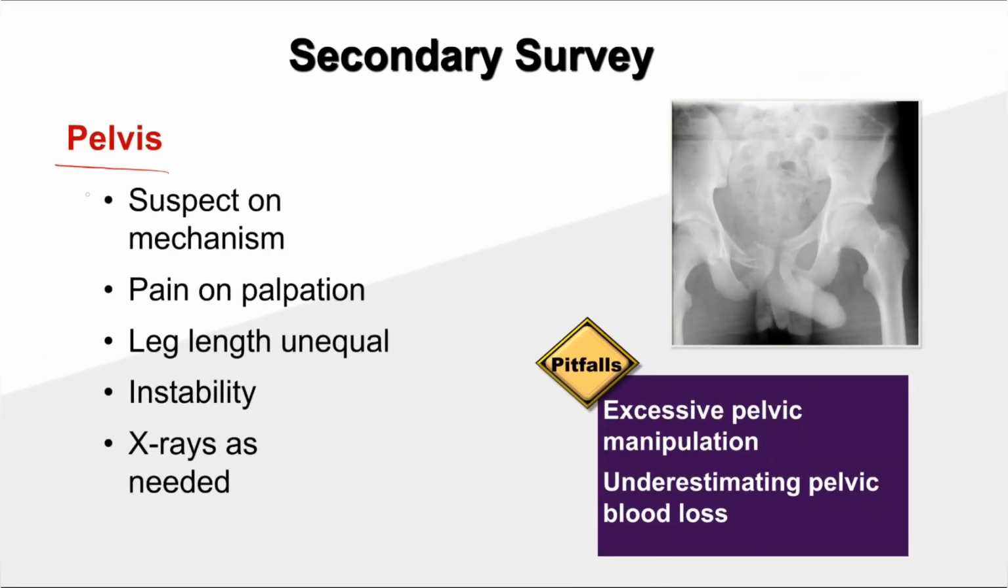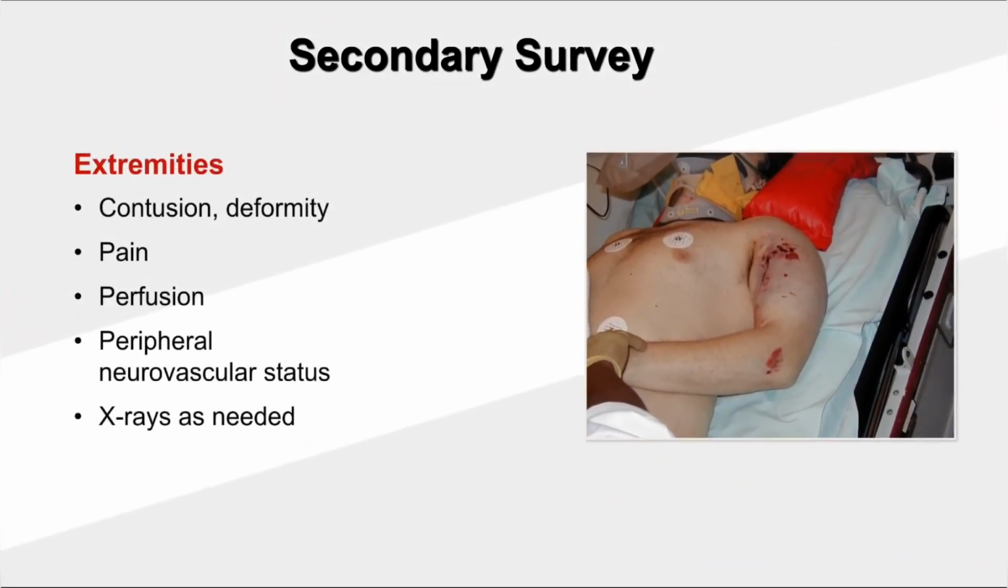Pelvis: you have to suspect it by the mechanism of injury. So in this patient, there is pelvic injury. There might be pain on palpation. Leg length discrepancy, leg lengths are unequal. Instability is a problem, so you put a pelvic binder to prevent further bleeding. X-ray as needed. Do not do excessive pelvic manipulation, because there might be a clot that has already formed, and by excessively moving the pelvis you cause dislodgement of that clot and further bleeding. Do not underestimate pelvic blood, because it may lead to 5 or 6 liters of bleeding.